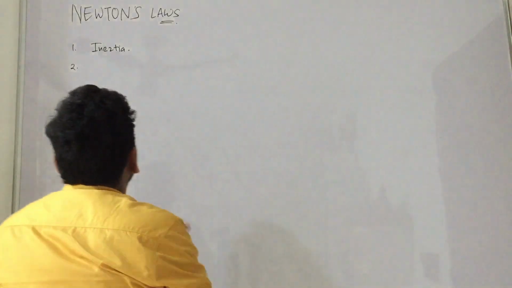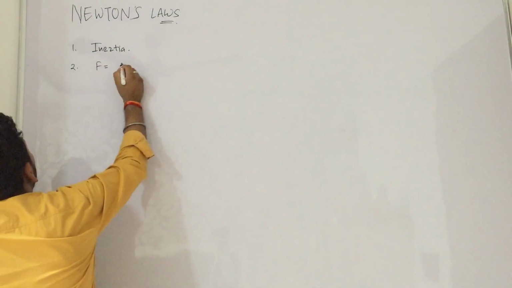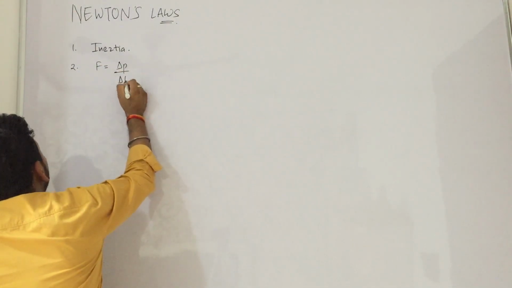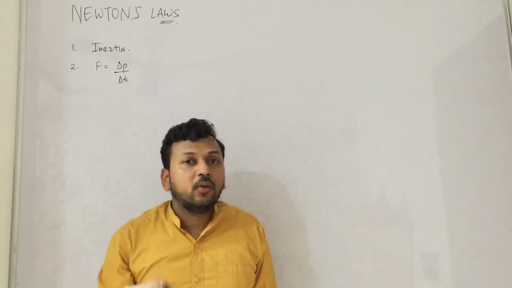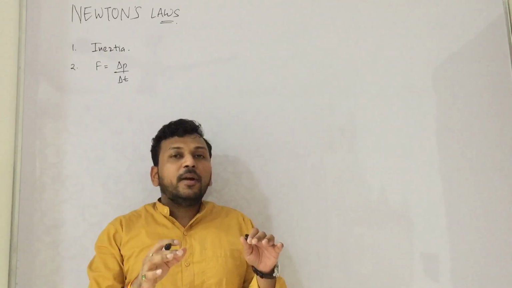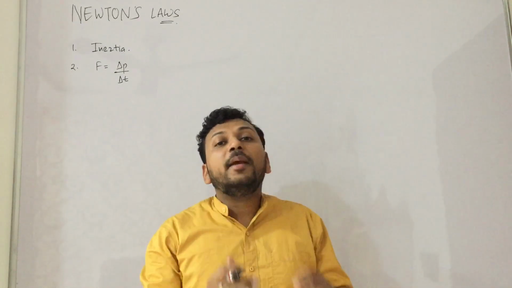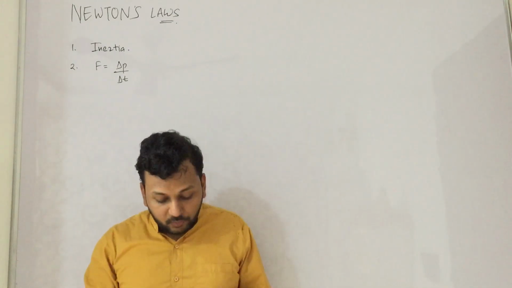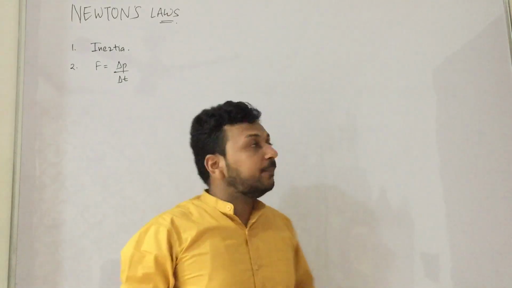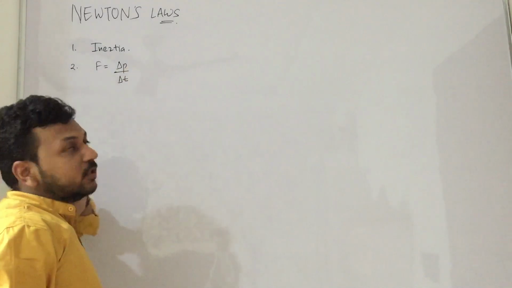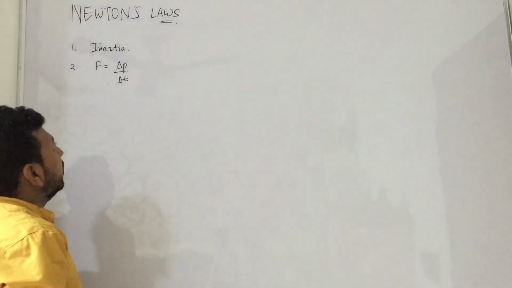Now the second Newton's law is the most important. That is F is equal to delta P by delta T. This is the most important Newton's law: when a force is applied on the table, well, till the point we are not applying any force, it will remain there. But if a force is applied on the table, its momentum will change. So force is equal to delta P by delta T. Force is equal to rate of change of momentum, change in momentum upon change in time. Now this is the most important law.